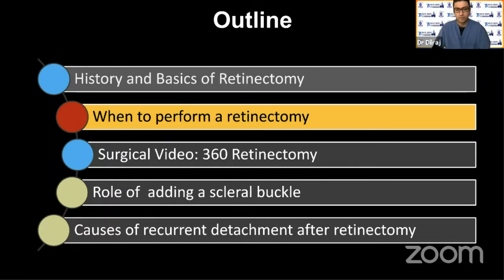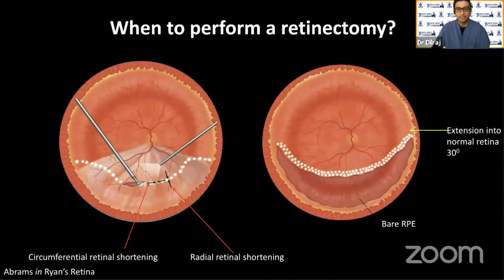So when do we perform a retinectomy? The idea is that a retinectomy is not a substitute for adequate membrane removal in cases with proliferative retinopathy and recurrent detachments. When you have circumferential retinal shortening or radial retinal shortening, you may need to perform a relaxing retinectomy in order for the retina to lay flat. And we want to perform a retinectomy that is large enough to achieve that purpose, and that does involve extending into the normal retina as well.